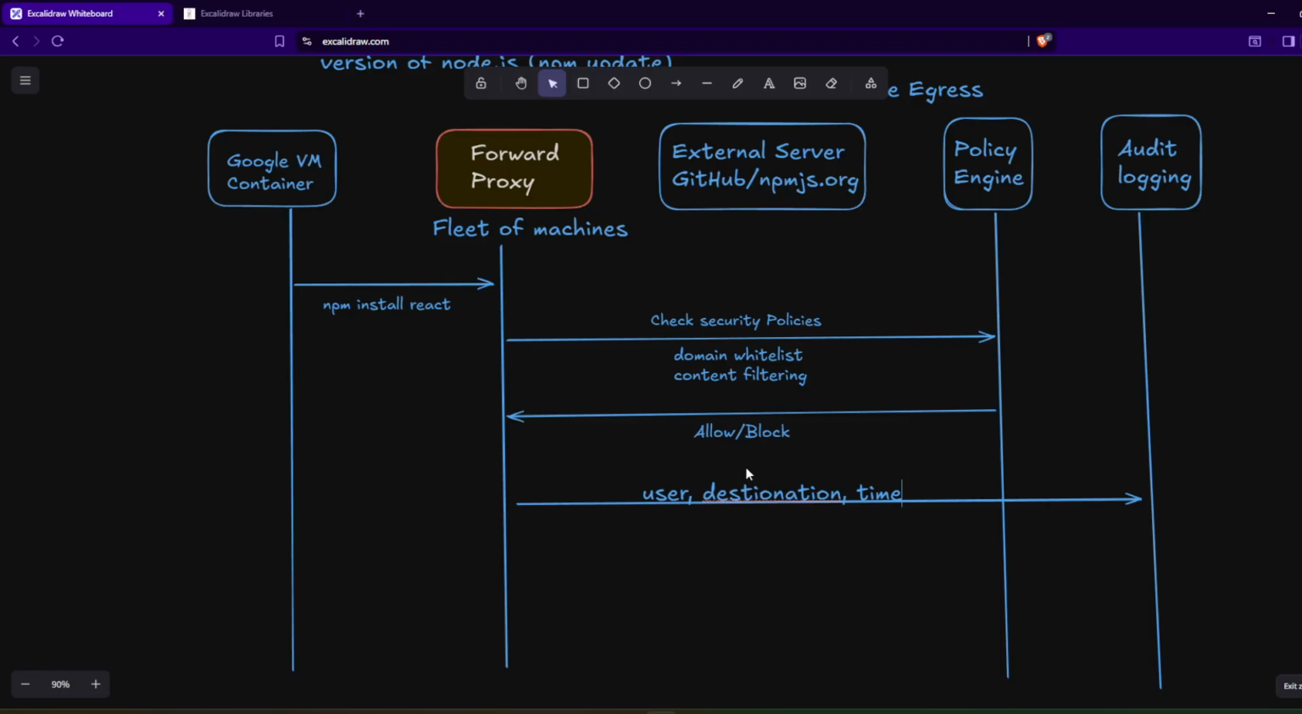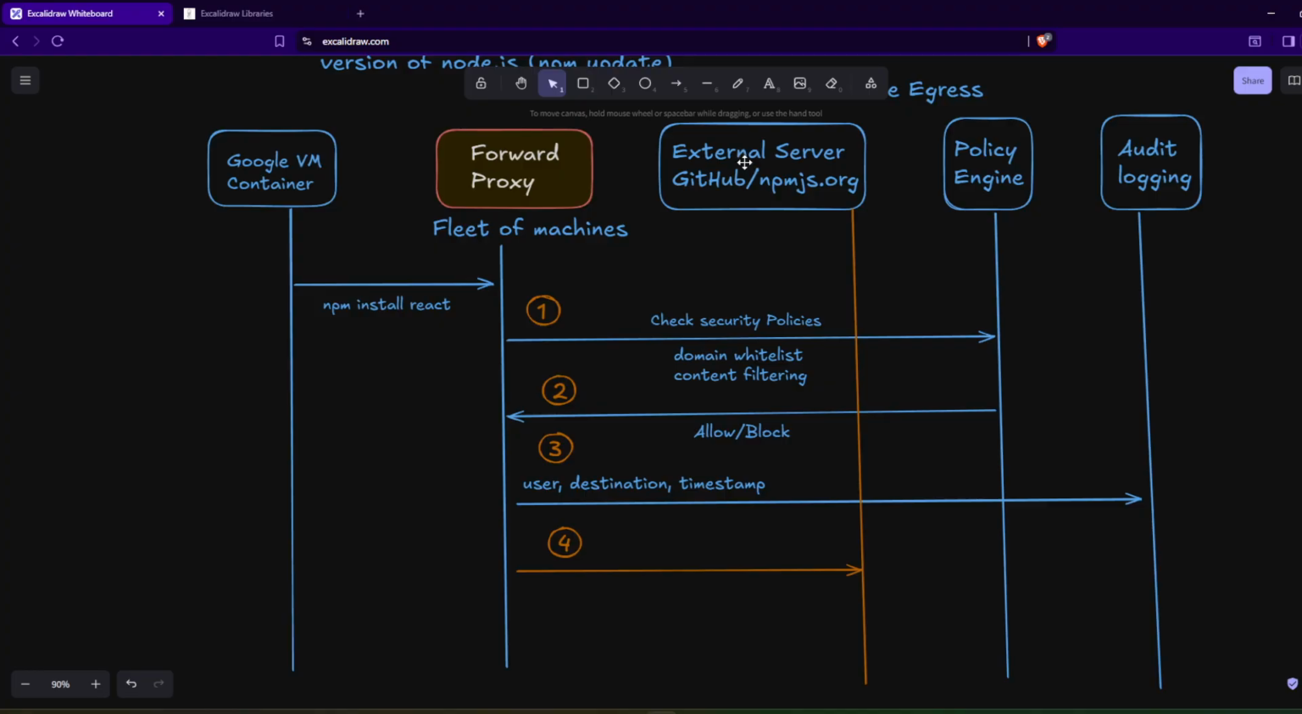So these details, the timestamp. Okay, so these details will be logged into the audit logging system. Okay, so after all of these things, only then this external server whatever we have, forwards the request to the external server.